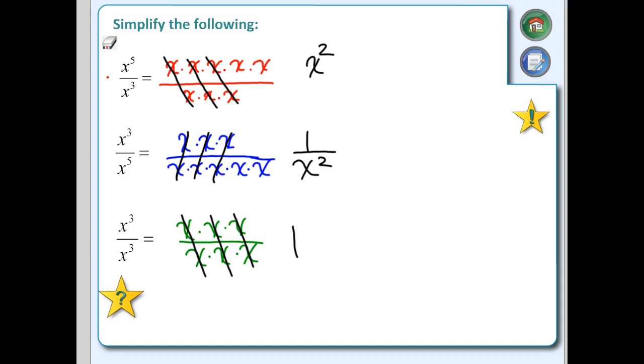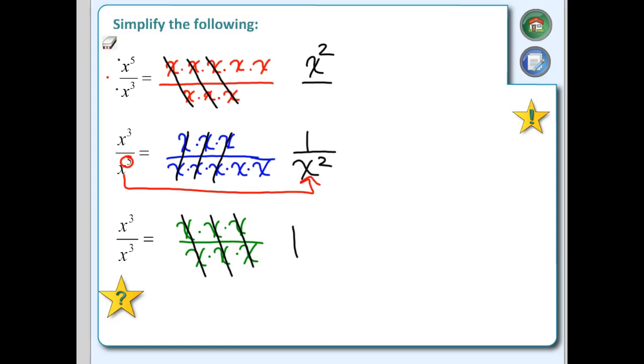Did you realize here I can take my exponents and I can subtract them? Okay, 5 minus 3 gives me 2, and the answer was x squared. Now, if I look at the middle one, though, I still subtracted 5 minus 3, and I got 2, and we put the answer back where the bigger exponent was. So here, the 5, the bigger exponent, was in the denominator, so my answer went into the denominator.